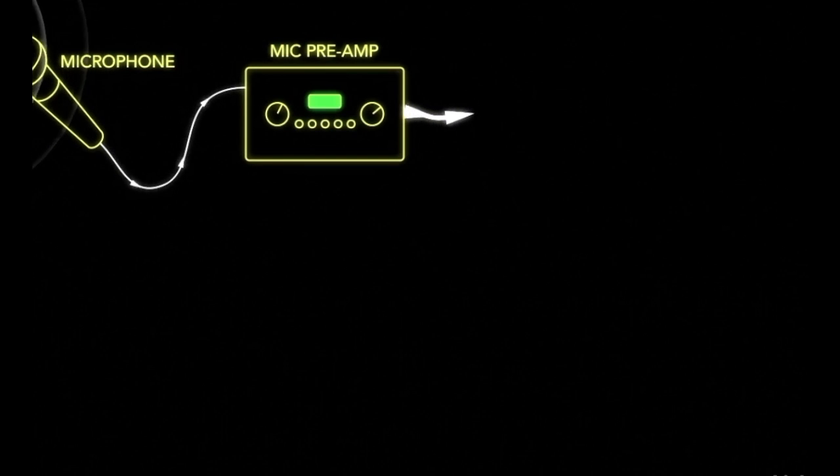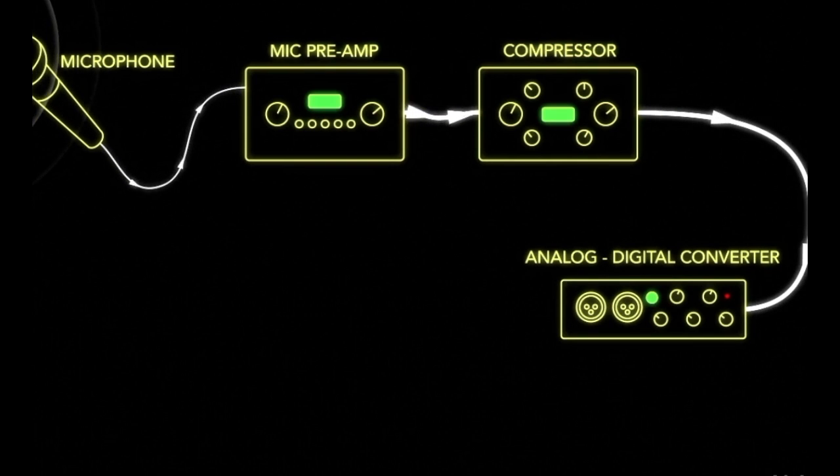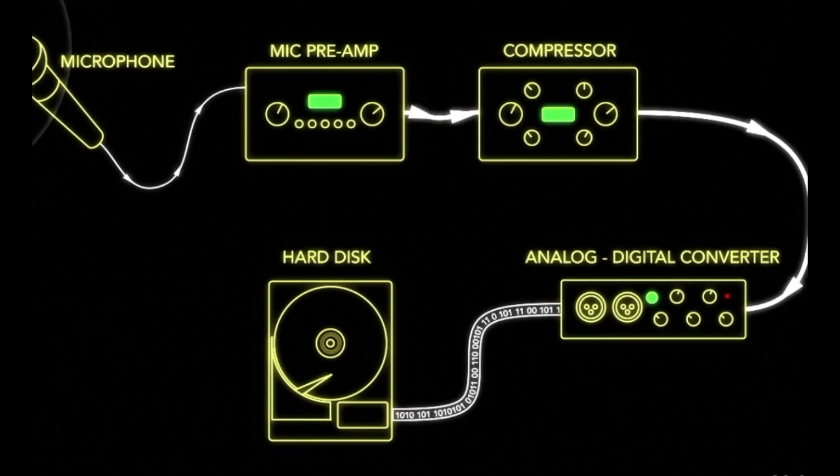For example, if you're recording a vocalist, the signal comes in through the microphone, travels through the microphone cable, through a preamp, and maybe even a compressor, then hits an audio to digital converter if you're recording digitally, and is then recorded to a hard disk as ones and zeros. If you're recording to an analog device, such as a tape machine, your signal will be recorded to tape instead of being converted to a digital signal and recorded to a hard disk.